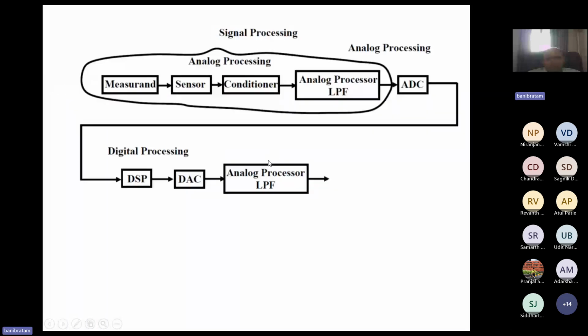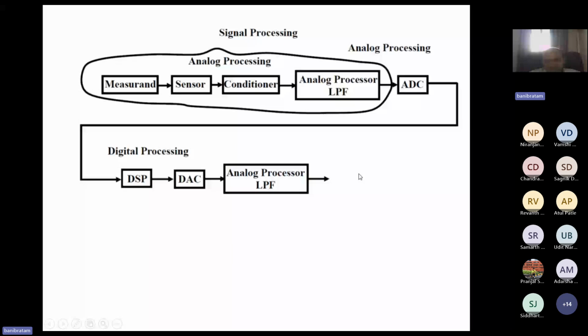After that, we have discussed the generic aspects, starting from the measurand to the sensor. Then we need the signal conditioning block, signal processing block. We need an ADC, which will convert the analog data into digital data, and further that digital data can be processed in your digital signal processor or DSP board, and then it will be connected through a DAC to get the analog output, which you can use for driving some motor or some other kind of actuator.